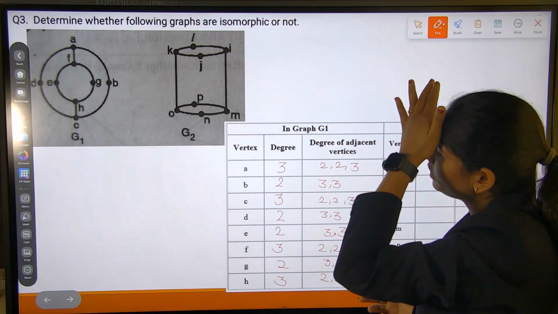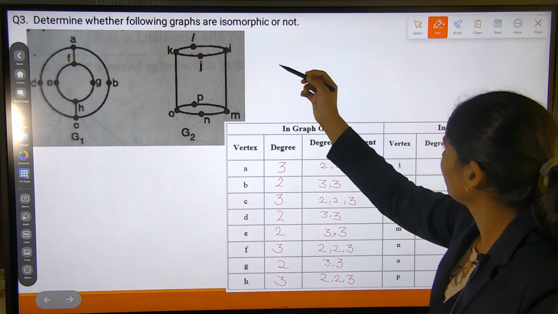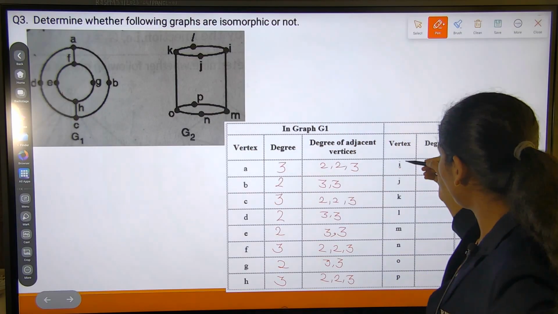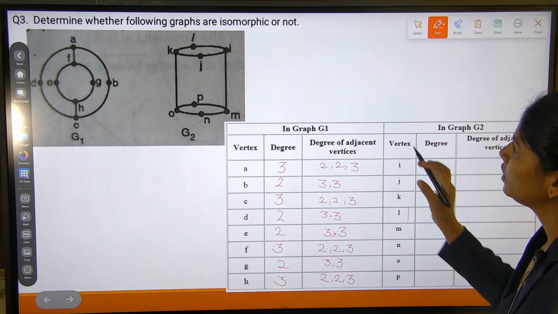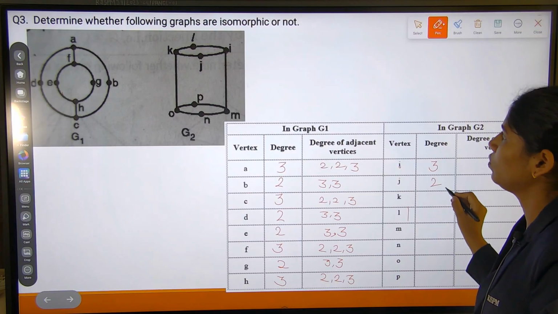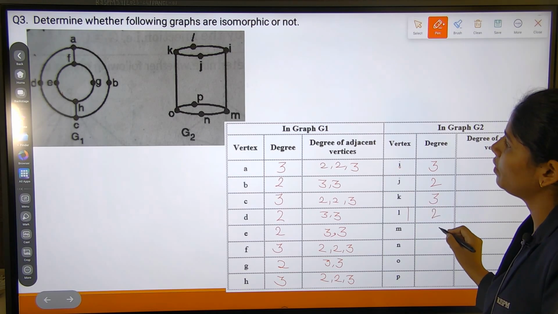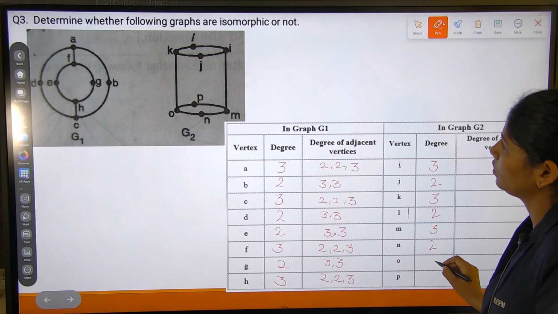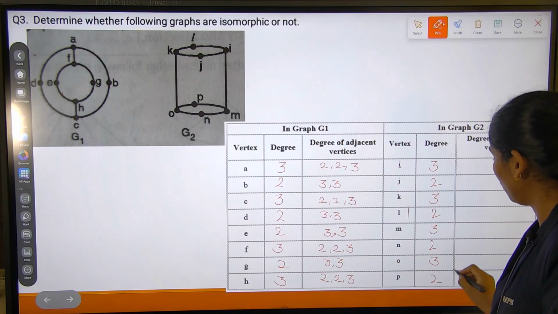So, graph G2 has 8 vertices: I, J, K, L, M, N, O, P. Write down all the vertices, then write down the degree of each vertex. So, I has degree 3, J 2, K 3, L 2, M 3, N 2, the vertex O has degree 3, and vertex P has degree 2.